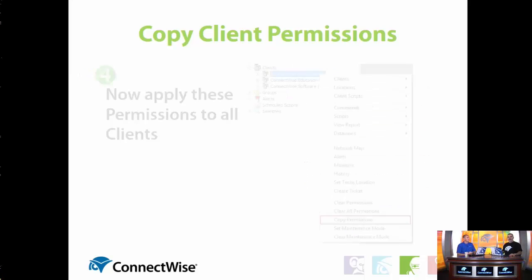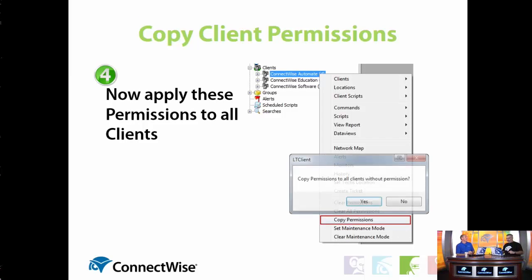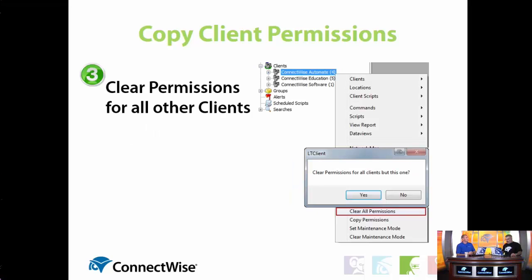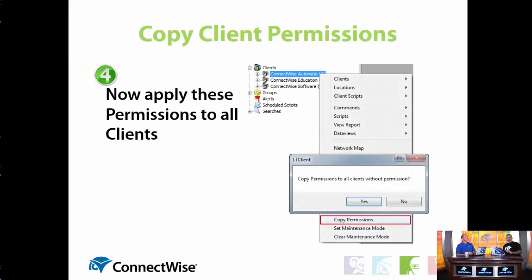Now we're going to copy permissions. So once again, I'm right-clicking on the same exact client. I'm choosing copy permissions, and you can see what my dialog box asks there. Do I want to copy permissions to all clients without permission? Well, if my previous step was clear permissions for all clients but this one, that means I just wiped them out in step 3. Now in step 4, do I want to copy all of these permissions from this client to all the ones that don't have any permissions? Well, they don't have permissions because in step 3, I cleared them out.